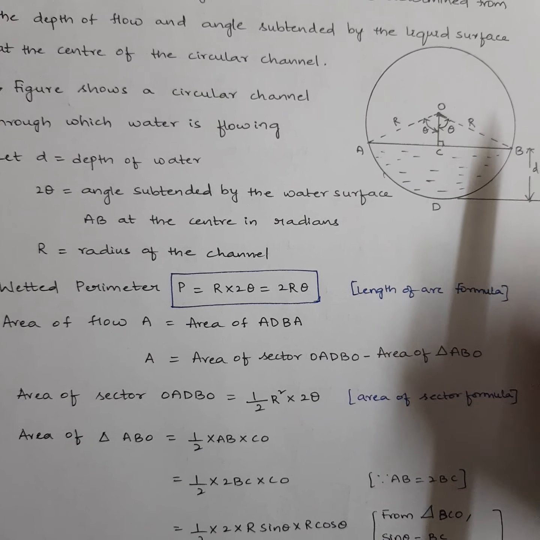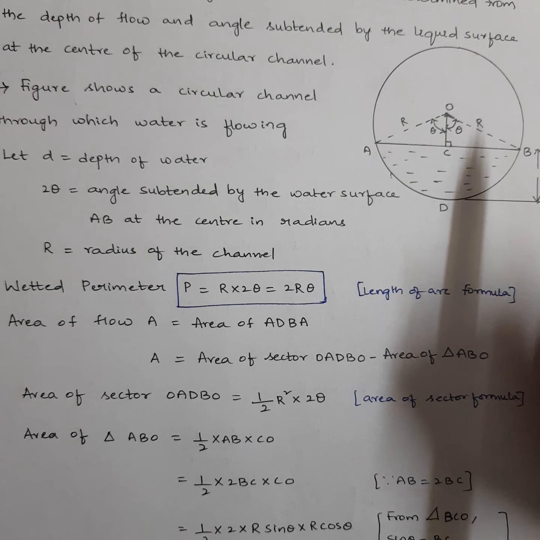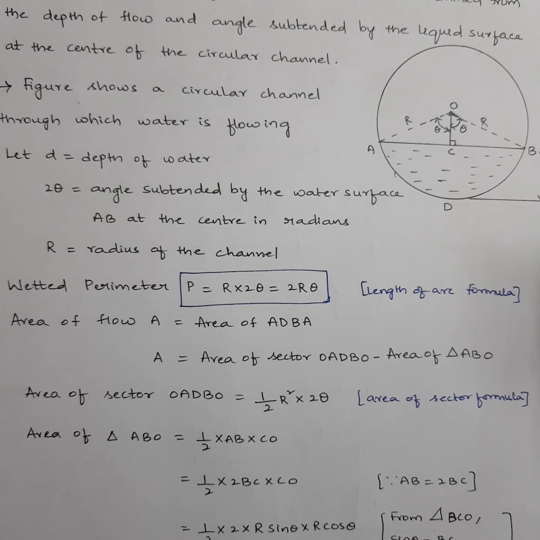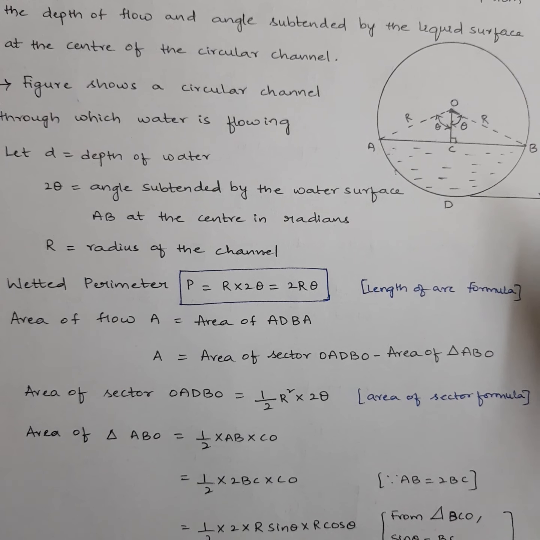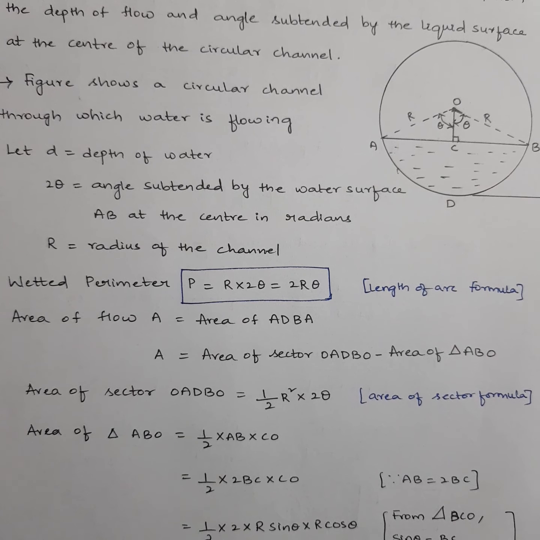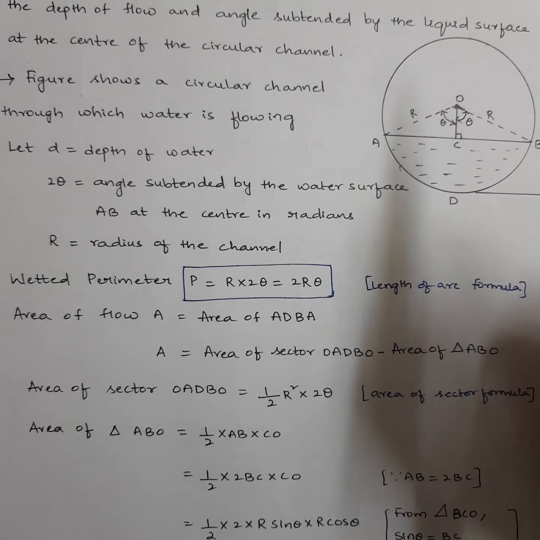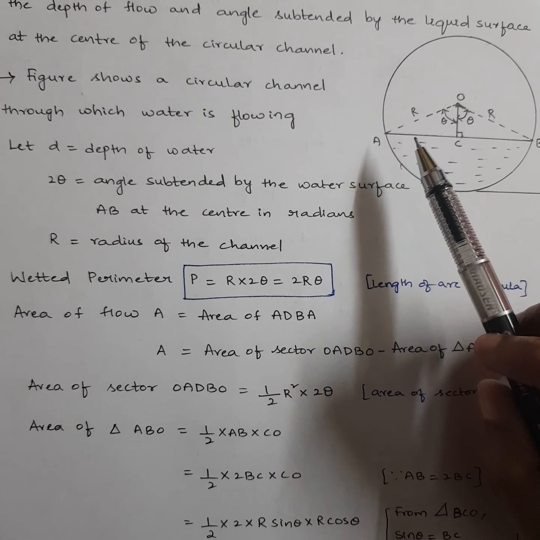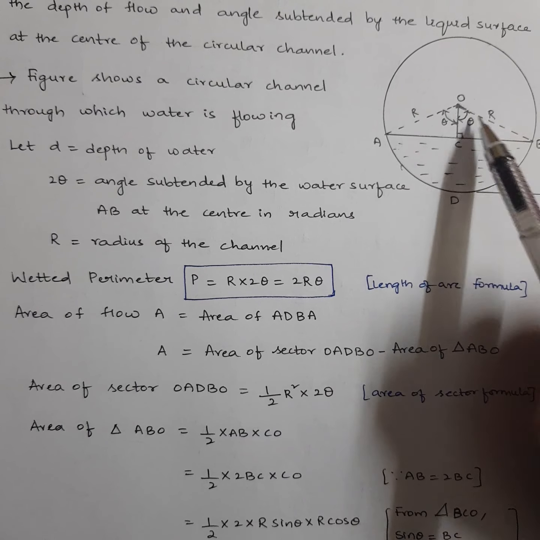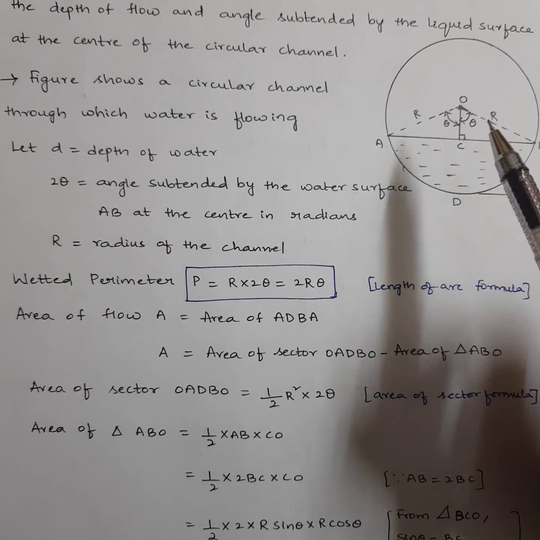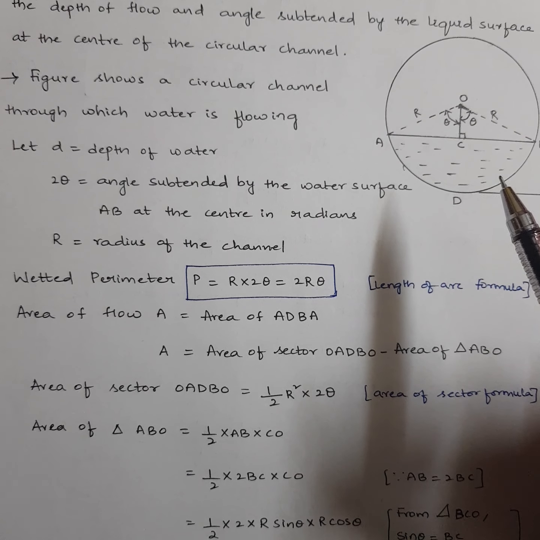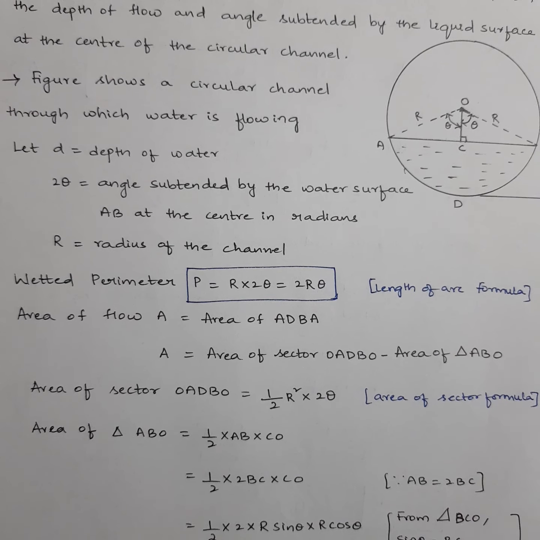So directly I can't calculate. So what I'll do, you can calculate how. You apply area of triangle formula, which is half into base into height. Half into base is AB into height of the triangle is OC. But now AB is unknown, OC is unknown. So how to get the values of AB and OC? We will apply some trigonometrical relations.